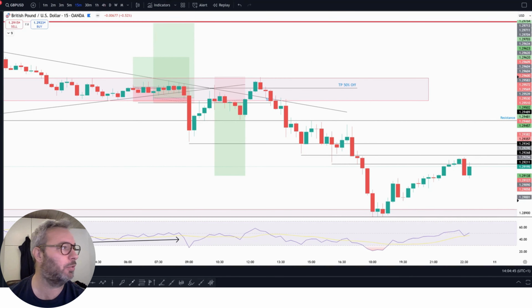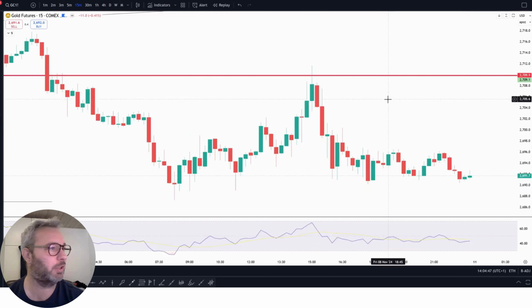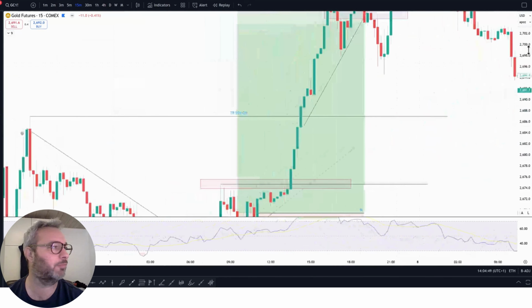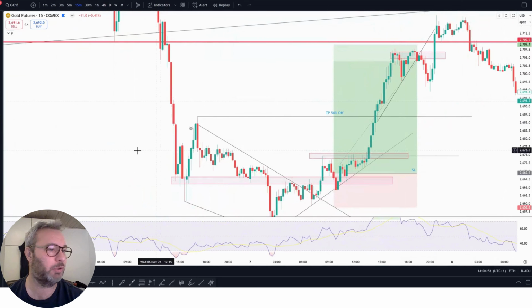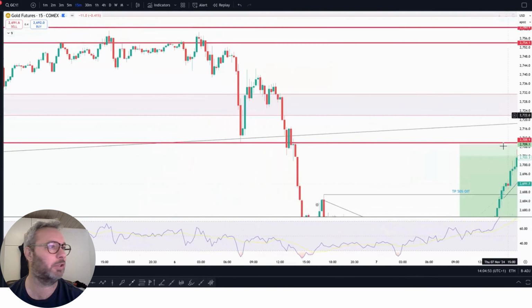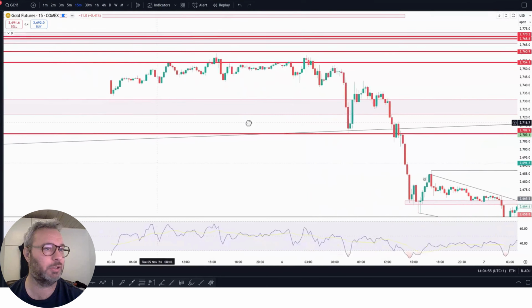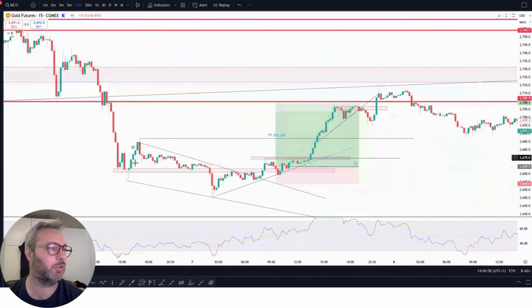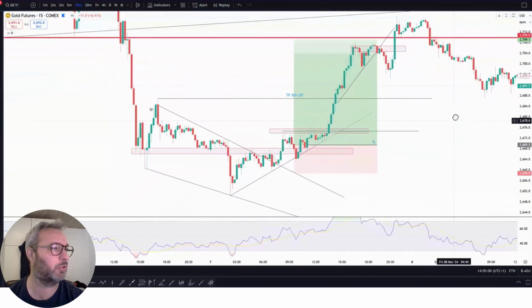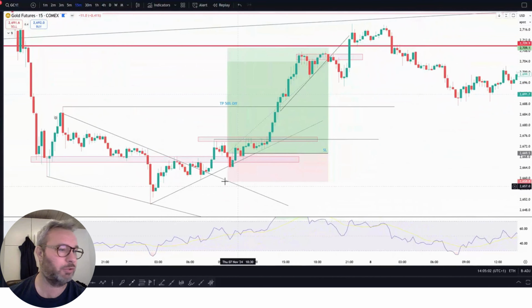And on gold, I had one trade, I think, if I remember correctly. Yes, it was Wednesday. Let me check. Wednesday. Yeah, I only had this one trade, but still a good trade. So this one was Thursday.